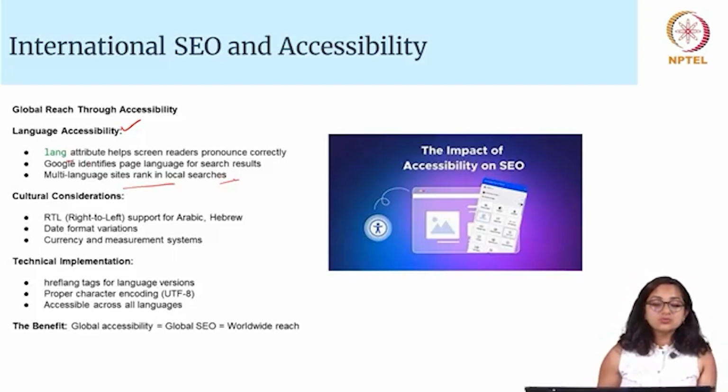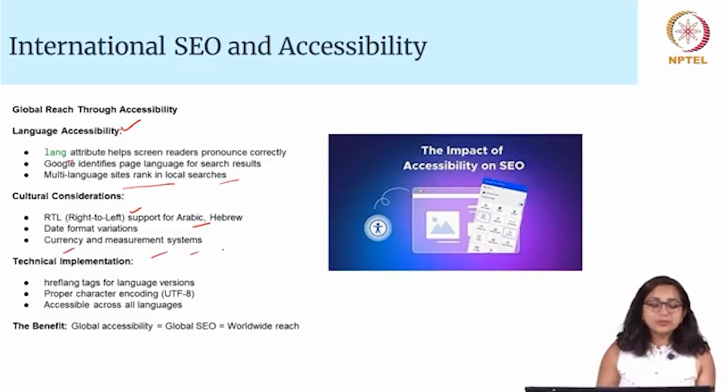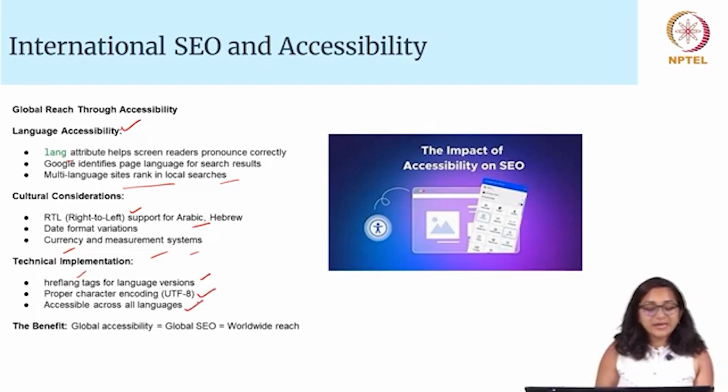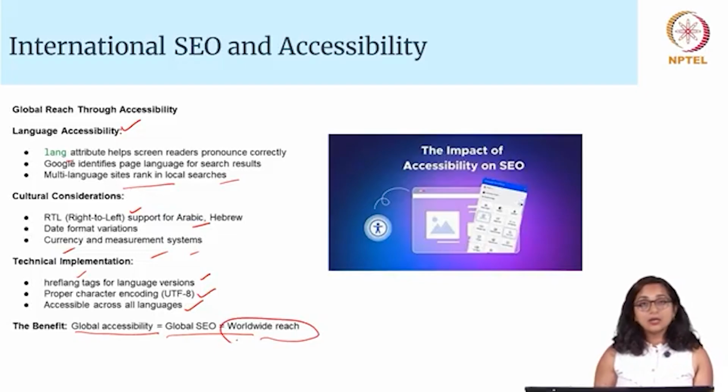Cultural considerations, for example RTL support for Arabic and Hebrew, date format variations which may change globally, currency and measurement systems. Other technical implementations: hreflang tags for language versions and proper character encoding, accessible across all languages. So global accessibility will increase your global SEO and hence also widen your worldwide reach.